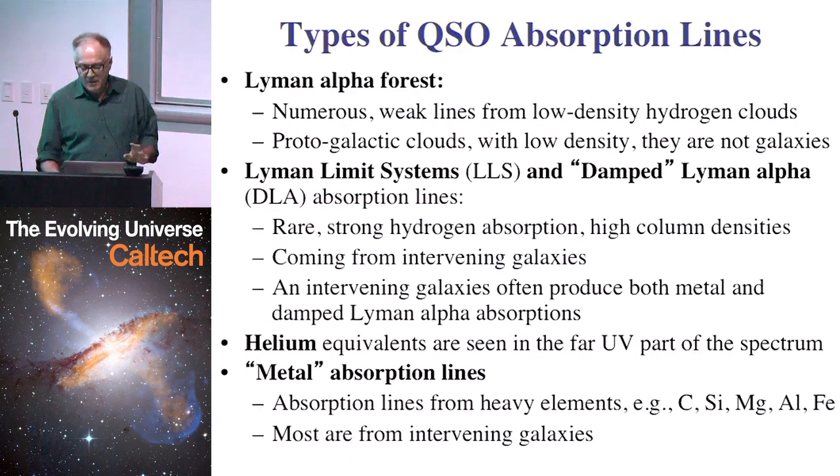And hydrogen comes in a couple different varieties. There is a whole lot of small clouds, which are now called the Lyman alpha forest, because it's a forest of lines. And then there are big absorption chunks of hydrogen, which are in galaxies themselves.